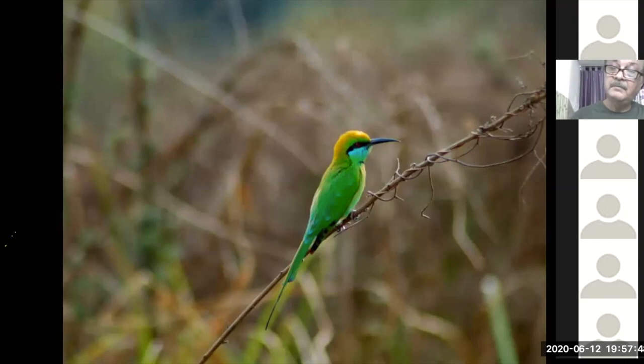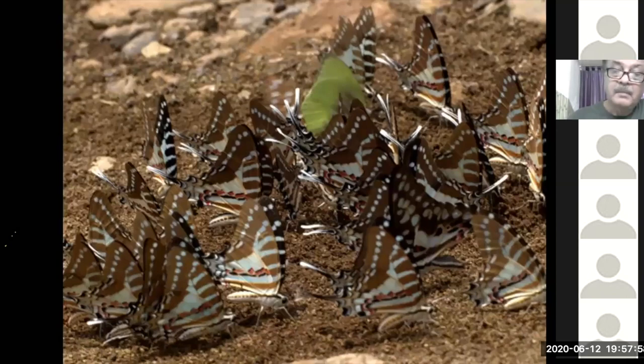because some are totally non-vegetarian. And you see this lot of butterflies huddled together. They are huddled on a wet patch. Why? Because these are all males.